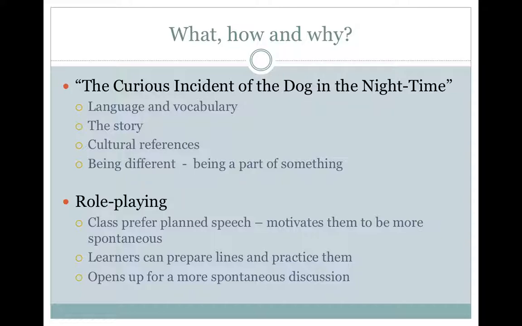And then when we open up for a more spontaneous discussion later at the end of the first week and later in the 4 weeks we have at our disposal, I think they've learned enough to be more confident and try to speak English without practicing beforehand.